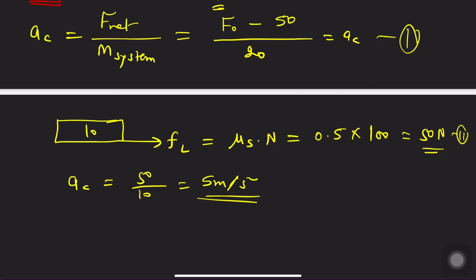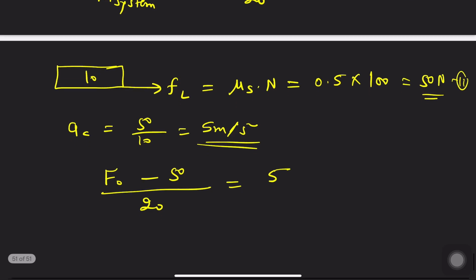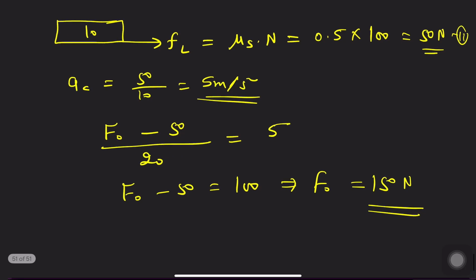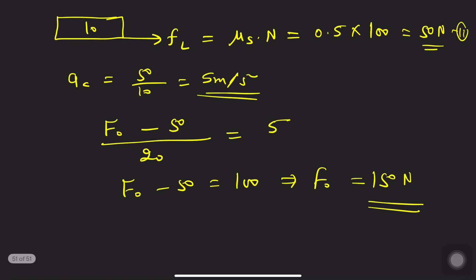If I write down equation number 1 again, F naught minus 50 divided by 20 should be equal to 5. Let me solve this: F naught minus 50 is equal to 100, so F naught should be 150 Newton. It means that if your F naught is just a little bit more than 150 Newton, you are going to have sliding between these two blocks. That would be your answer. I hope you understood.